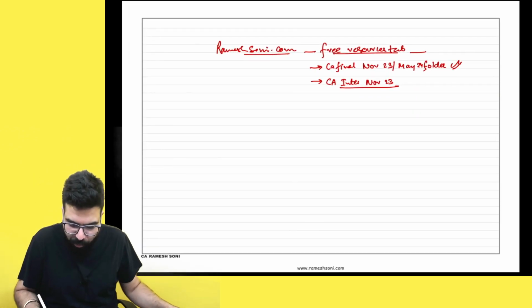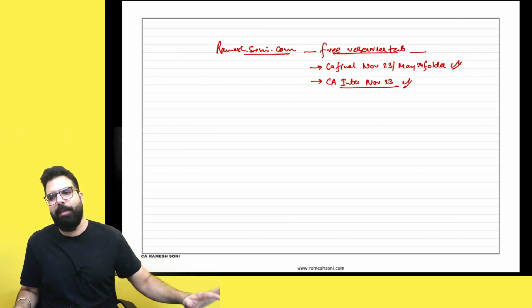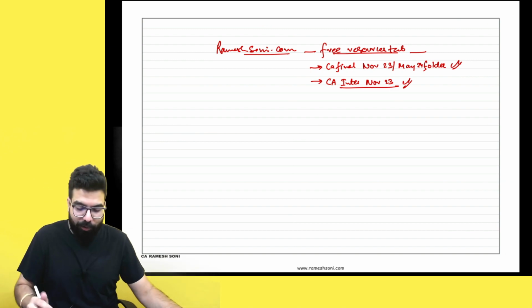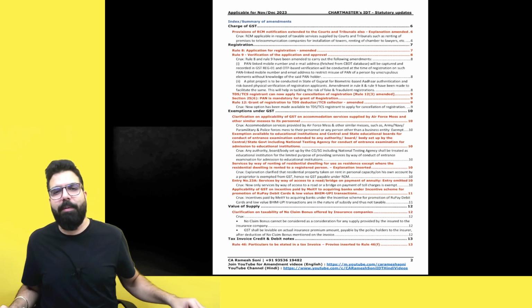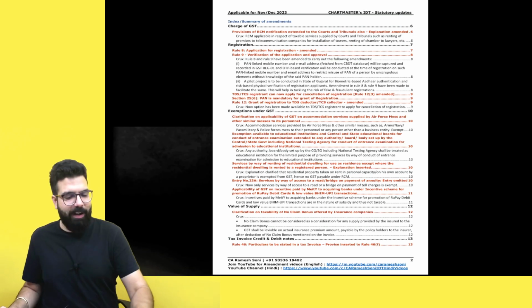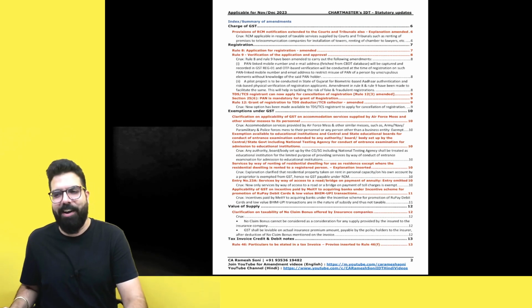So CA Final students also and CA Inter students also, this amendment is common for all the students who are there. Please come to your amendment booklet. Everyone, please come to your amendment booklet. Let's go ahead and start our amendments.